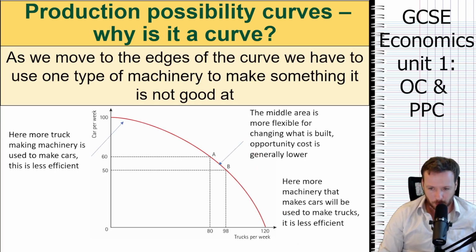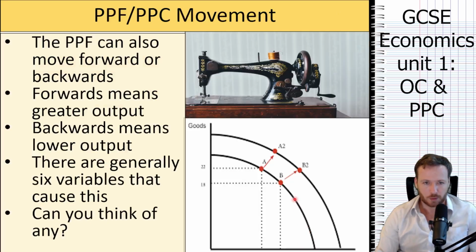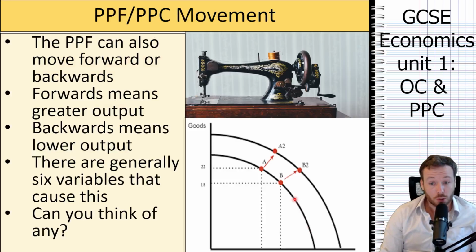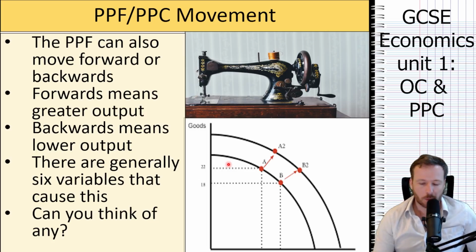So if you want, you can pause and just have a look at this. All right, moving forward then. The PPF can also shift in and it can shift out, okay? Because remember, this curve represents a limit of total production in society. Now, there are ways where we can increase that total limit of what the whole society can produce. So think about anything in the whole country that can add to total production. Can you think of any things? Maybe pause the video and have a think.